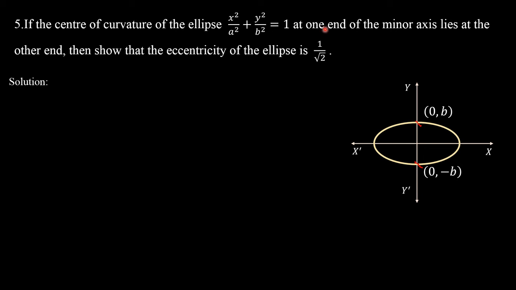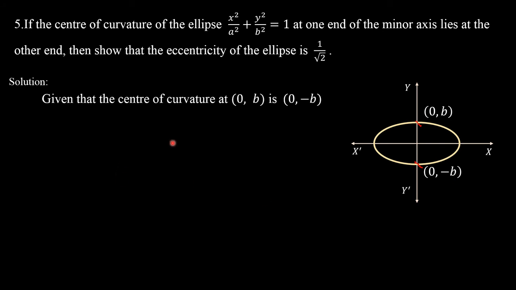And over here they have mentioned that the center of curvature at one end of the minor axis lies at the other end. That means the center of curvature at the point (0, b) is (0, -b). Okay. So this is given. So what are the corresponding coordinates of the center of curvature at the given point then? At the point (0, b), it is (0, -b). So your x bar is 0 and y bar is -b.